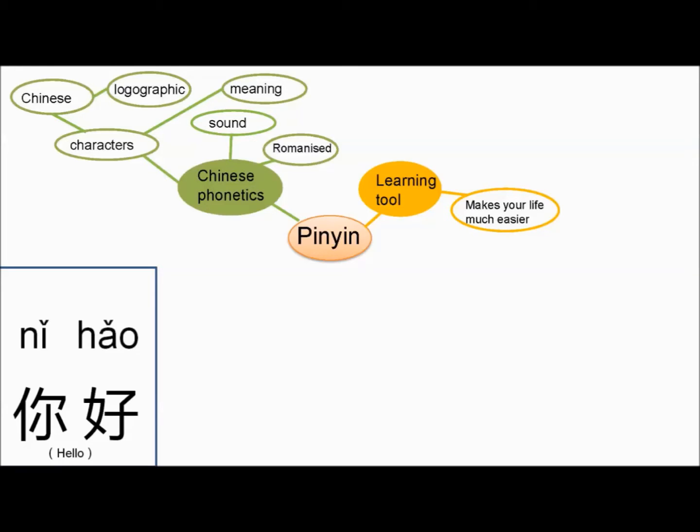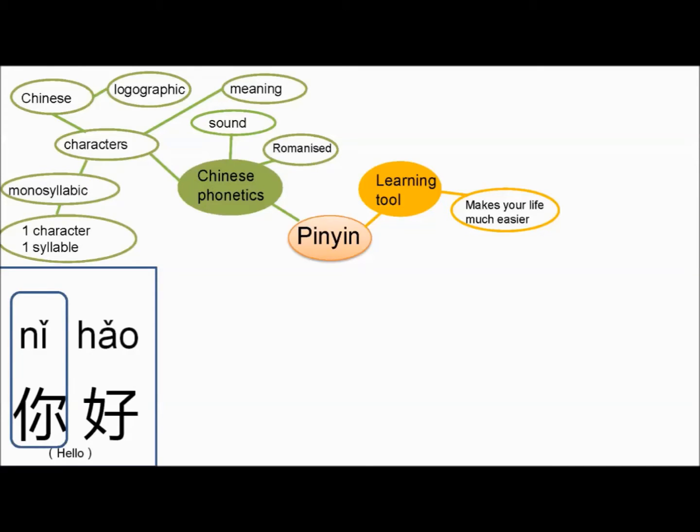And this is where the Chinese phonetics can help. They simply show you how each character should be pronounced in Mandarin, which is the official spoken Chinese language. Chinese characters are monosyllabic, which means one character consists of one single Pinyin syllable. Look at the example here. The first character is pronounced as ni, and the second character pronounced as hao.